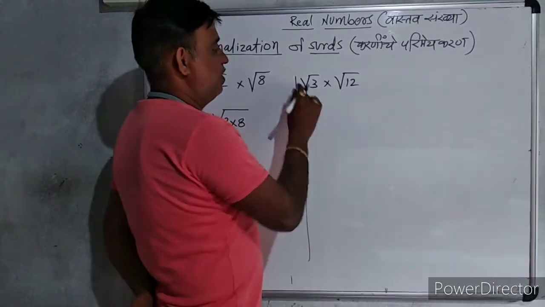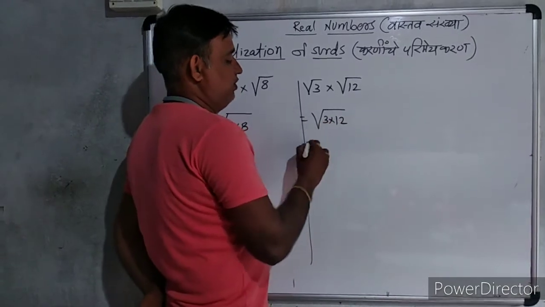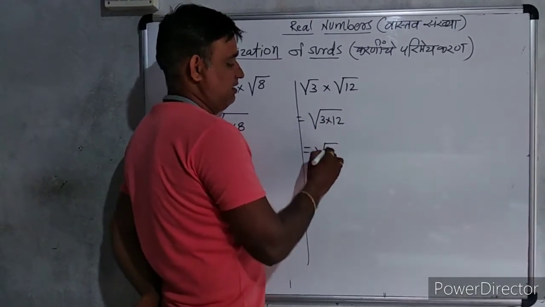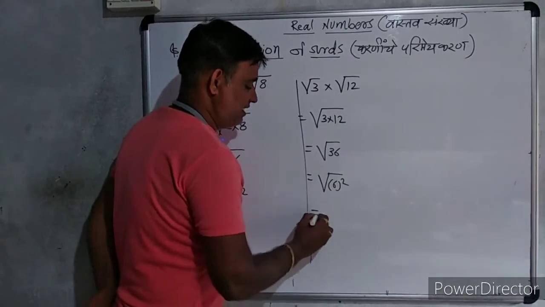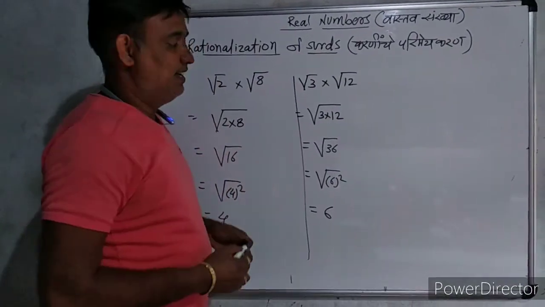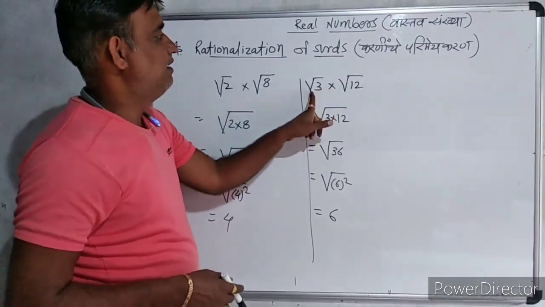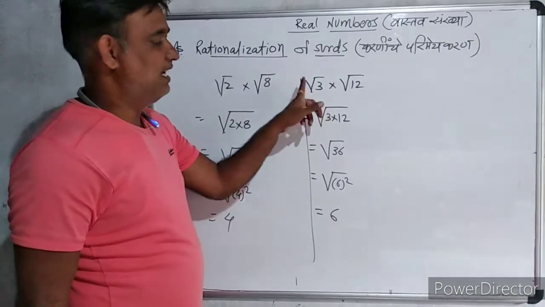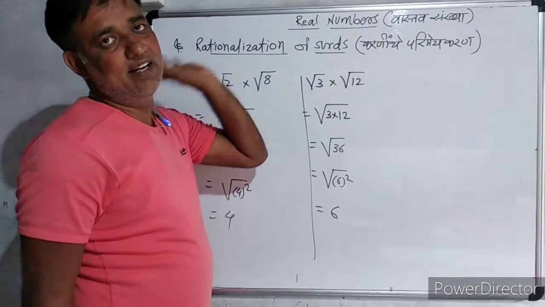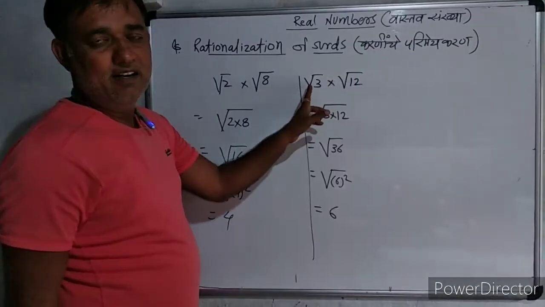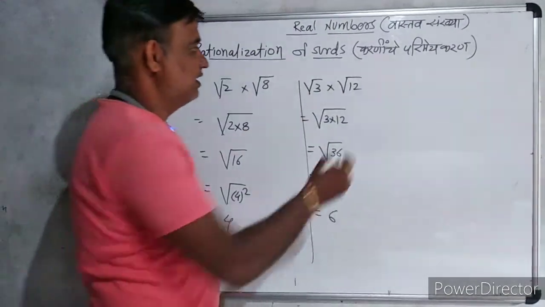Now the order is the same, so the multiplication is carried out in the same radical sign. 3 into 12 is 36. Now 36 is a complete square of 6, so 6 comes out of the radical. In this case, radicand 12 is a rationalization factor of radicand 3, and radicand 3 is also a rationalization factor of radicand 12.